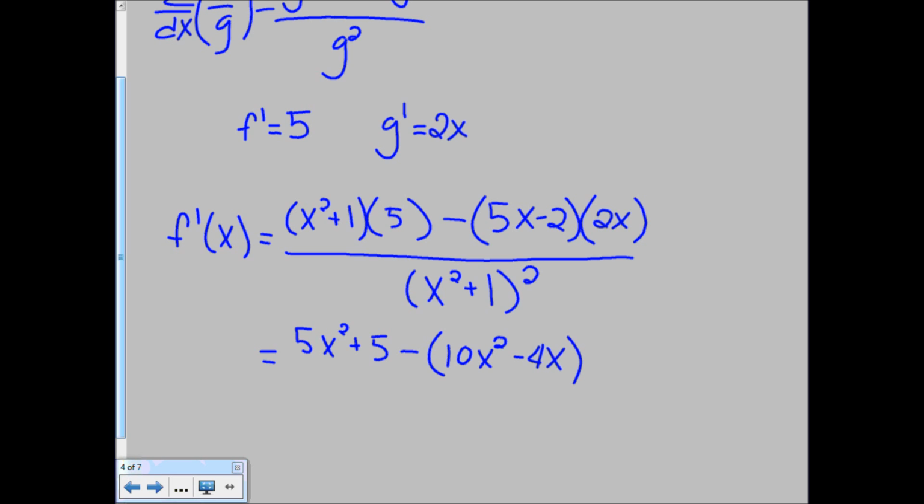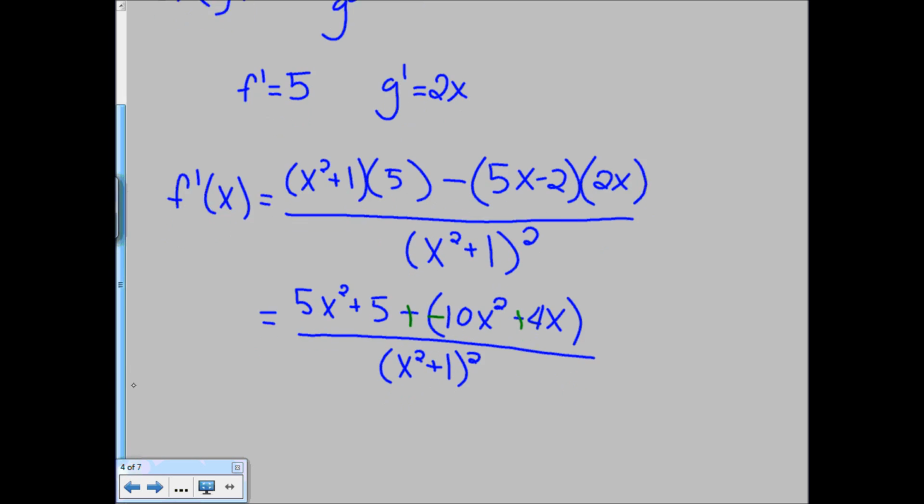Now what we're going to do is distribute this minus sign inside of the parentheses, so this is going to become negative, and this minus 4x is going to become positive, and then this is all still over x squared plus 1 squared. We won't square that out, we'll leave it as is.